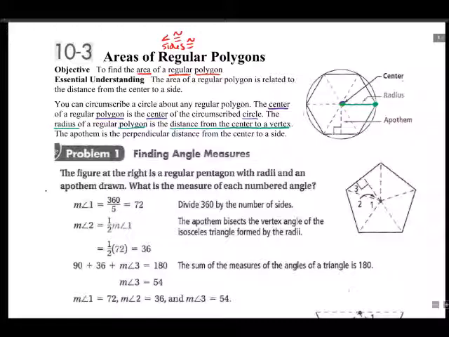Why do we want this radius? Because look here. What does that let us do? That lets us draw isosceles triangles. Good stuff.